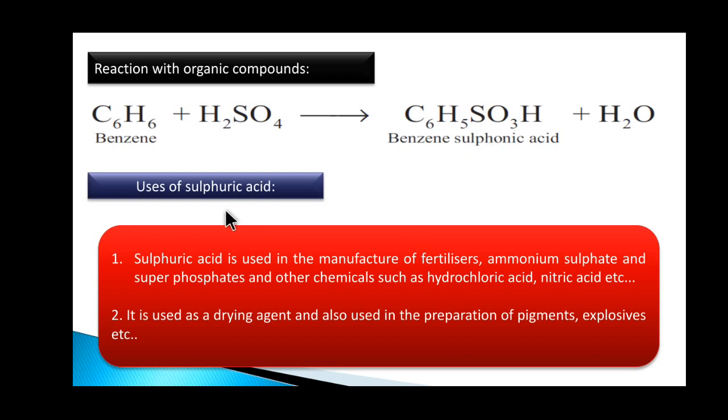Next we are going to see the uses of sulfuric acid. It is used for the manufacture of fertilizers such as ammonium sulfate and superphosphates, and also chemicals such as hydrochloric acid and nitric acid. These are the uses in preparation. It is also used as a drying agent. Already we discussed it is a dehydrating agent, so it is also used for drying. It is also used for the preparation of pigments. What is a pigment? It is a coloring agent. And it is also used for explosive compounds. Those are the uses of sulfuric acid.